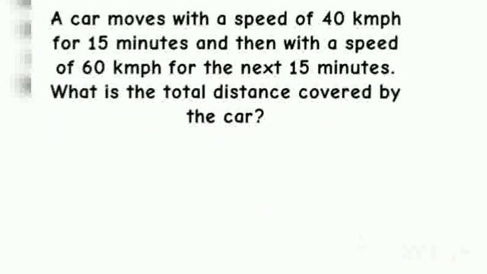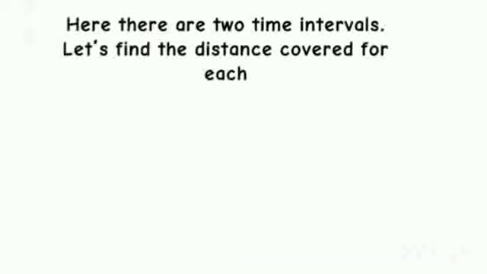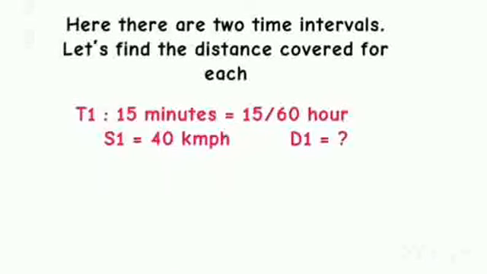Next we see a car moves with a speed of 40 kilometer per hour for 15 minutes and then with a speed of 60 kilometer per hour for the next 15 minutes. Let's see, there are two intervals, is it? So we have to find the distance covered for each. First, time is given 15 minutes means 15 by 60 hour and speed is 40 kilometer per hour.